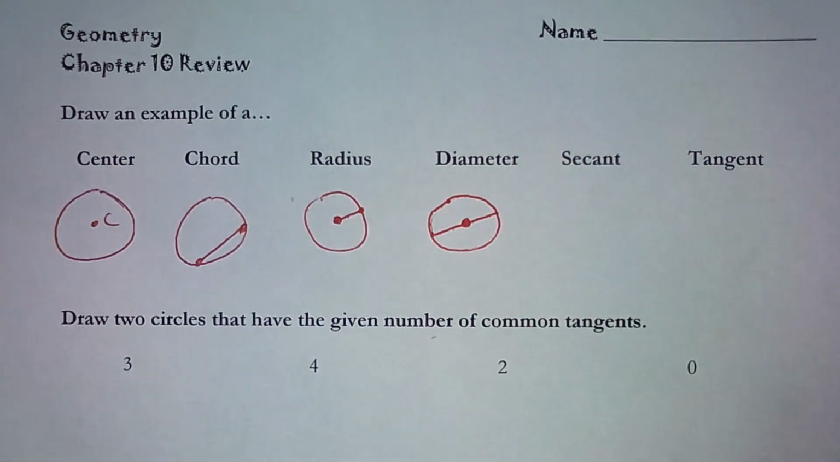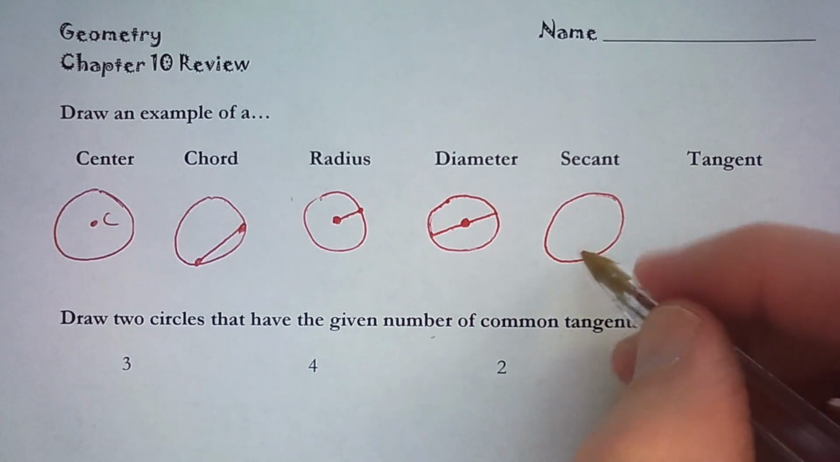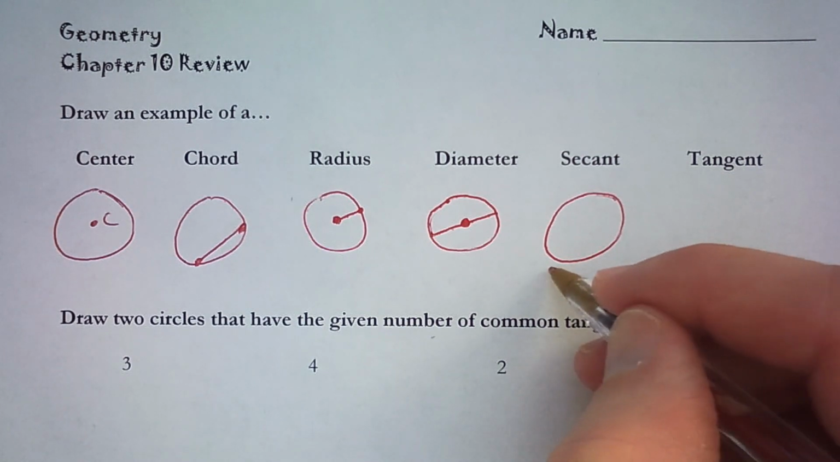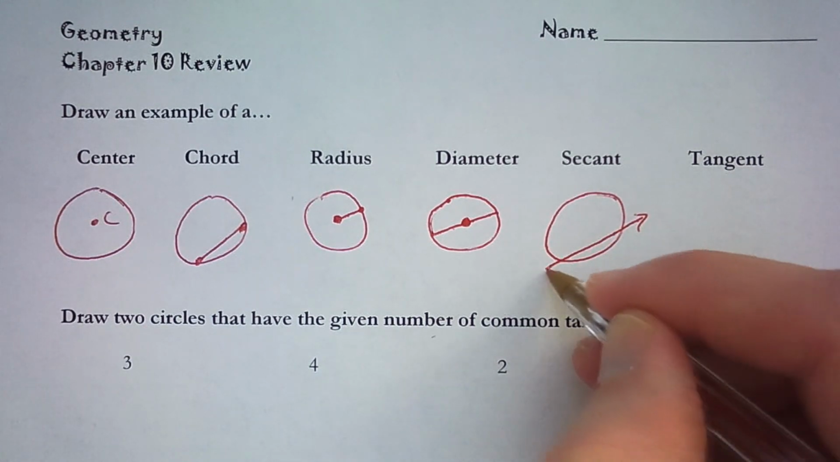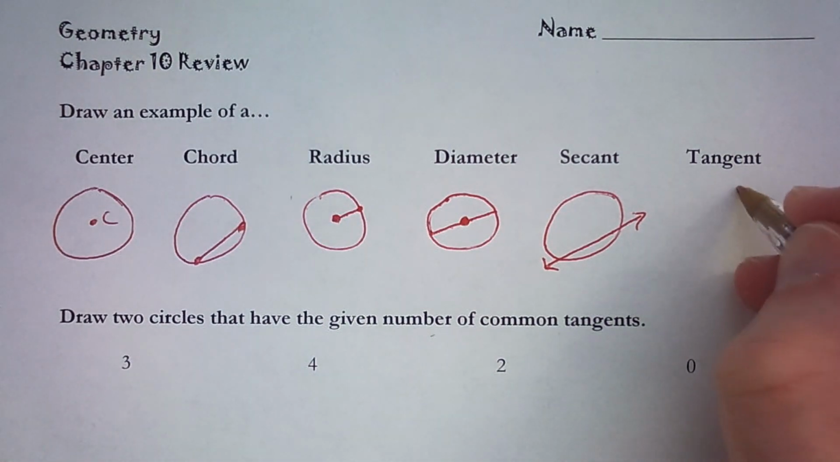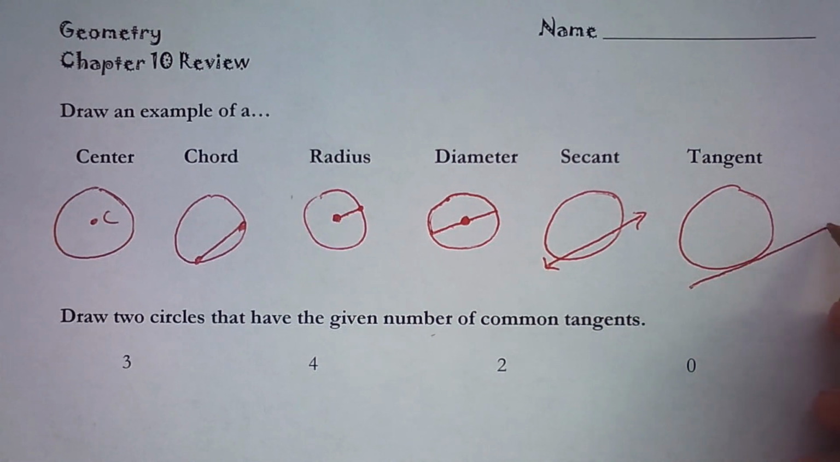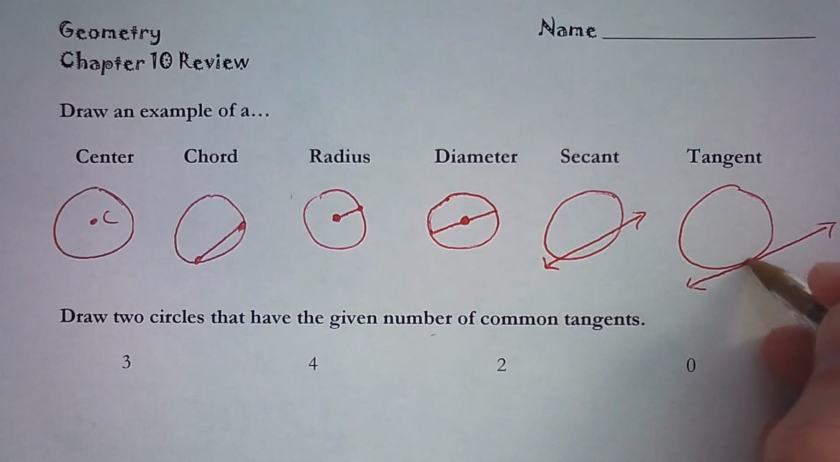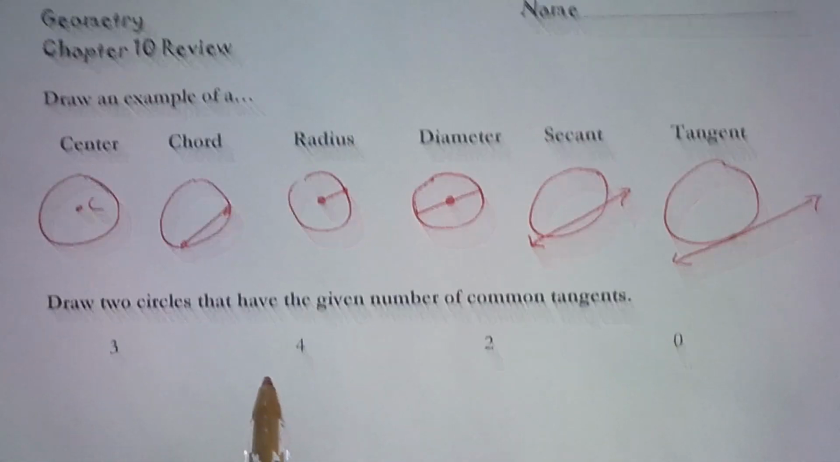A secant is a line, a segment, or a ray that intersects a circle twice, and it extends beyond the circle on at least one side. So here is an example of a secant. And a tangent of a circle is a line that intersects a circle exactly one time. Okay, so now that we've talked about these different segments and lines, including tangent, let's talk more about tangents.